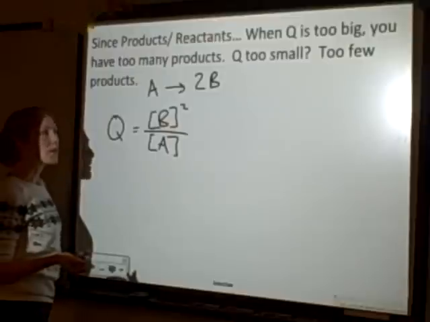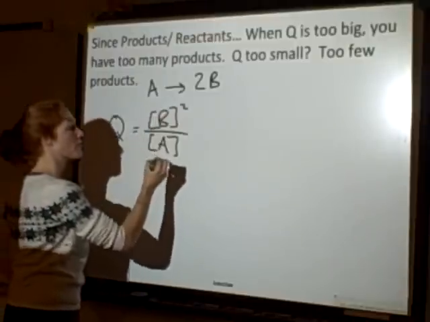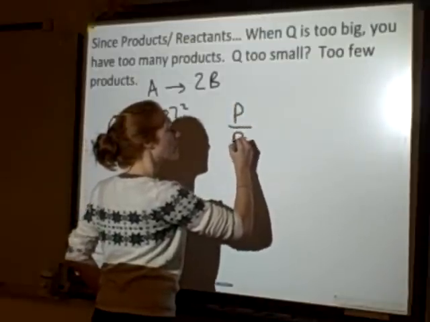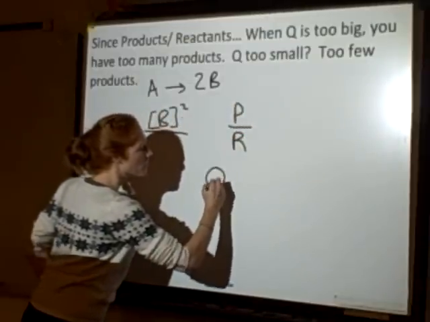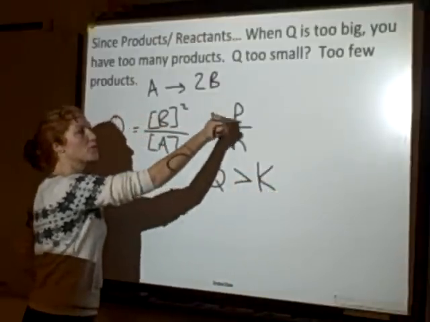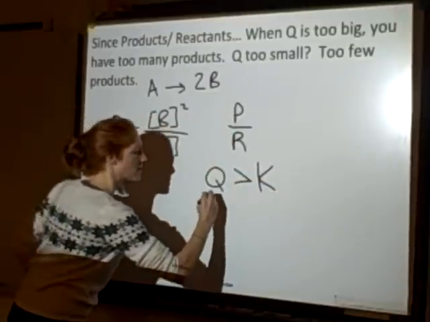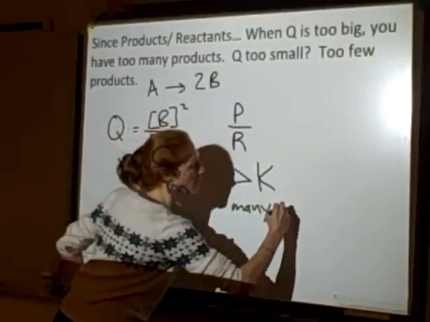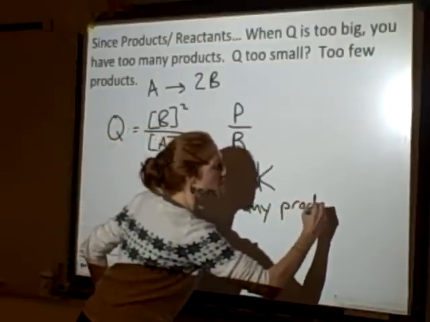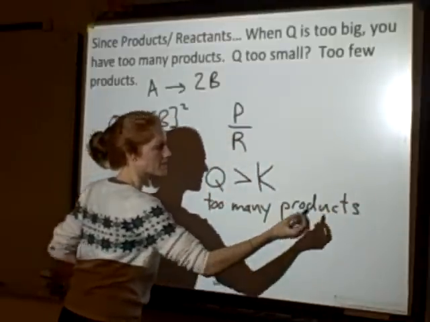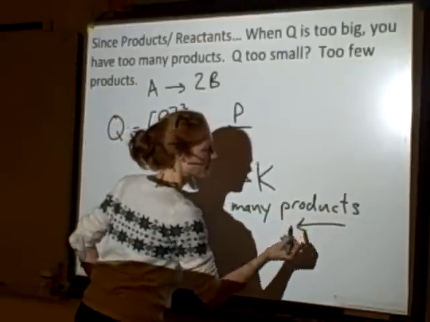But if Q's too big, well, it's products over reactants. And since it's products over reactants, we know that if Q is bigger than K, it's because you have too many products. And if there's too many products, then you know the reaction's going to proceed turning products back into reactants, so you proceed to the left.